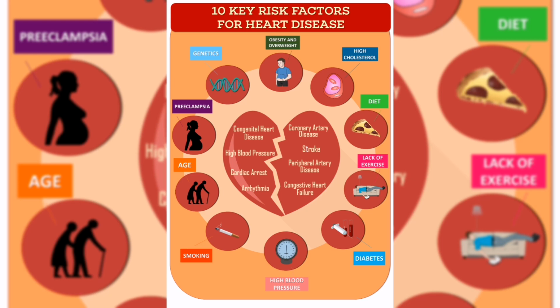Exercising regularly will help keep your heart healthy. When combined with a healthy diet, exercise can also help you maintain a healthy weight. Being overweight or obese increases your risk of developing diabetes and high blood pressure, both of which are risk factors for CVD.